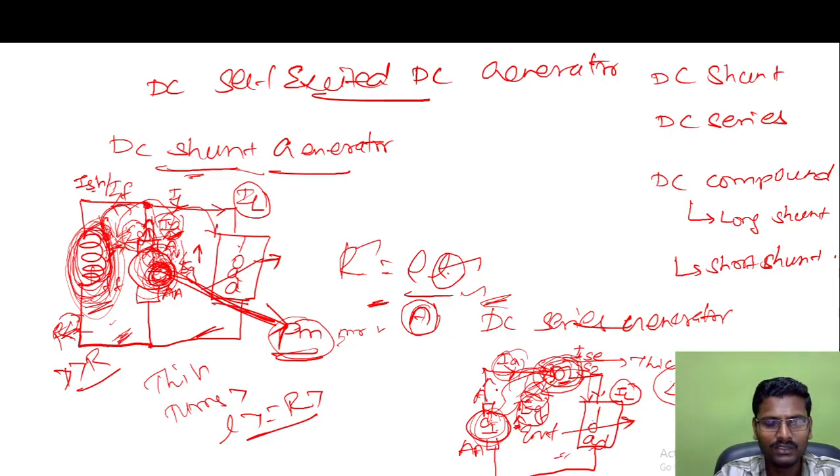Now it is clear. I think it will be clear to you now that the principle and operation of separately excited generators, the self-excited DC shunt generator, and the DC series generator are the topics we have seen with the help of circuit diagrams. Similarly, there is one more type, the compound generator. It is again classified into two types: one is long shunt and one is short shunt.